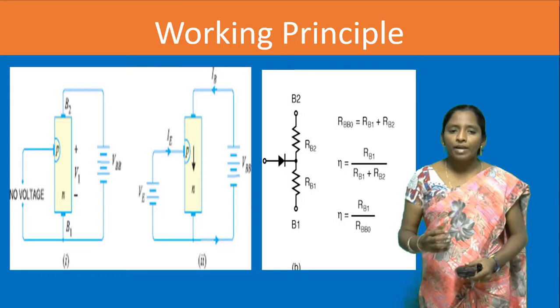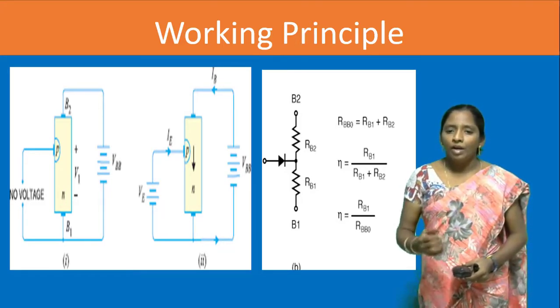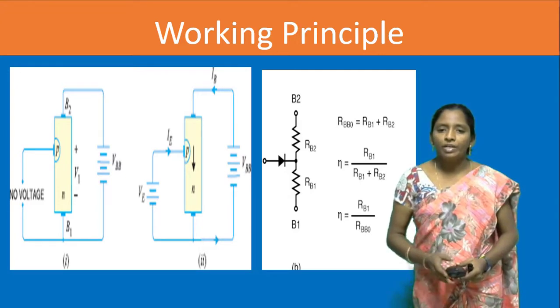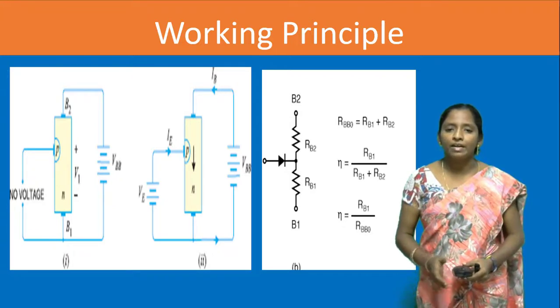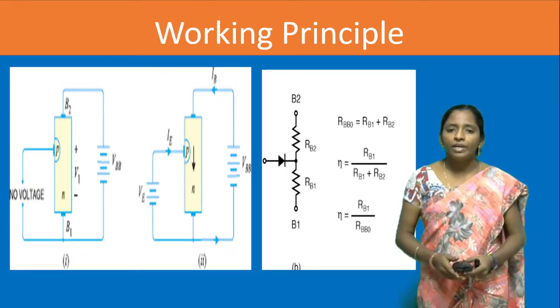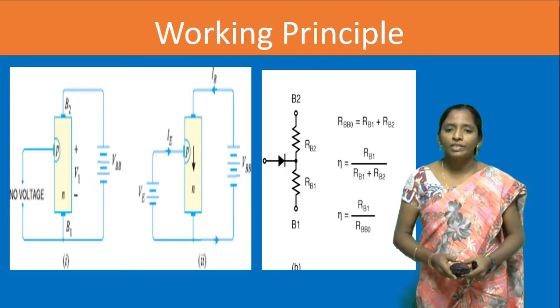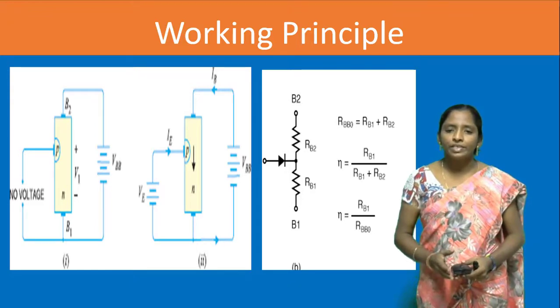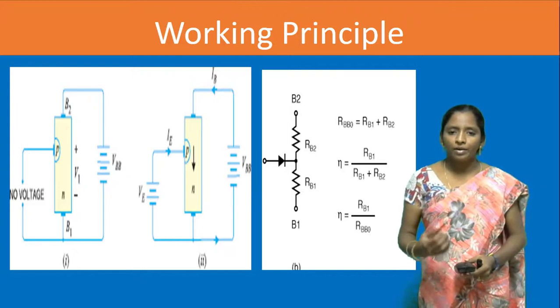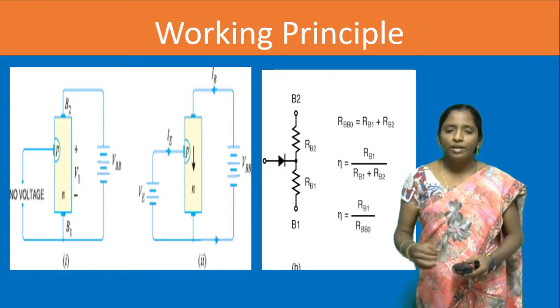The voltage drop across RB1 is V1 equal to eta times VBB. Here eta is the intrinsic standoff ratio, given by RB1 divided by RB1 plus RB2. The value of the intrinsic standoff ratio is 0.56 to 0.75. In this condition, the UJT is in the off condition.